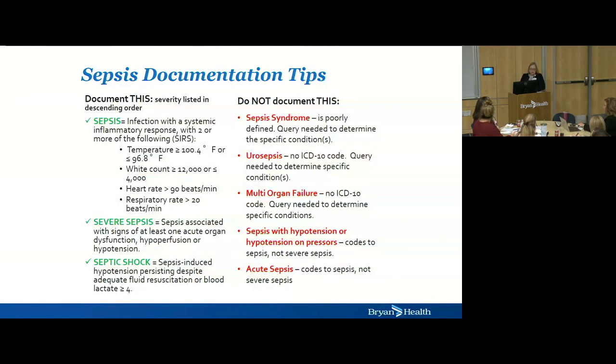The next item is multi-organ failure. There's not a code for multi-organ failure. We need the provider to document what are the organ dysfunctions. And then sepsis with hypotension, if we see that documented in the chart, that could possibly mean severe sepsis. It could even mean septic shock. But if that's the only thing that's documented in the chart, sepsis with hypotension, it will only be coded to a patient that has sepsis.